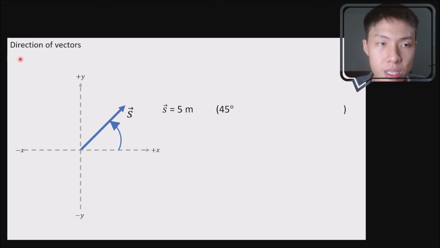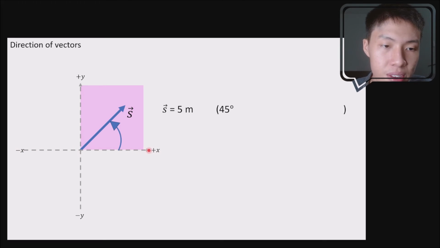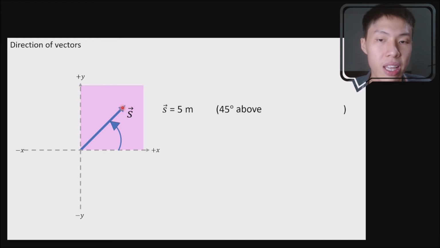There are two things that you need to elaborate when you are writing the direction of vector. First thing is whether it's above or below the x-axis. This is the region of our vector arrow, and as you can see, this pink region here is above the x-axis. If the pink region is over here or over here, that's below. If it's over here or over here, that's above the x-axis. So in this case, we know that it's 45 degrees above the x-axis. The next thing that we need to know is whether it's above the positive side of the x-axis or the negative side of the x-axis.